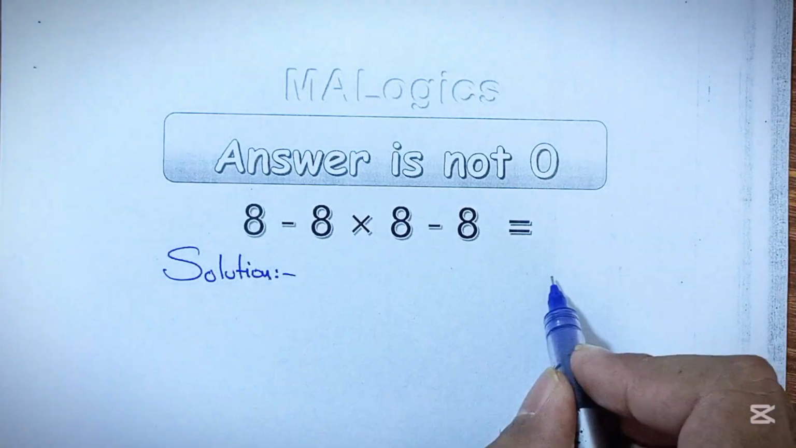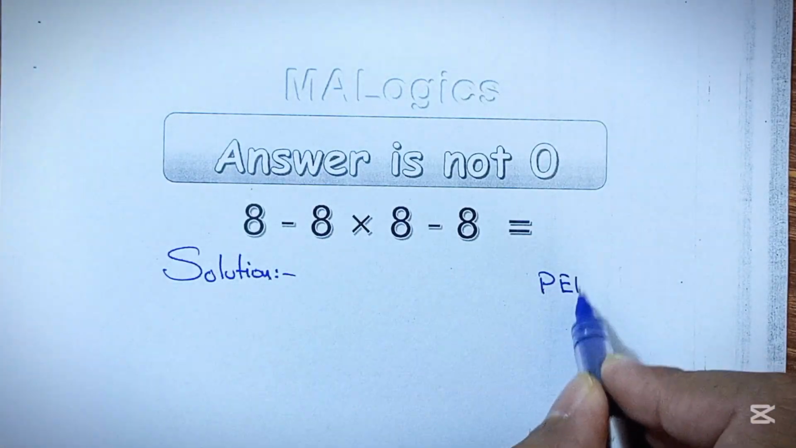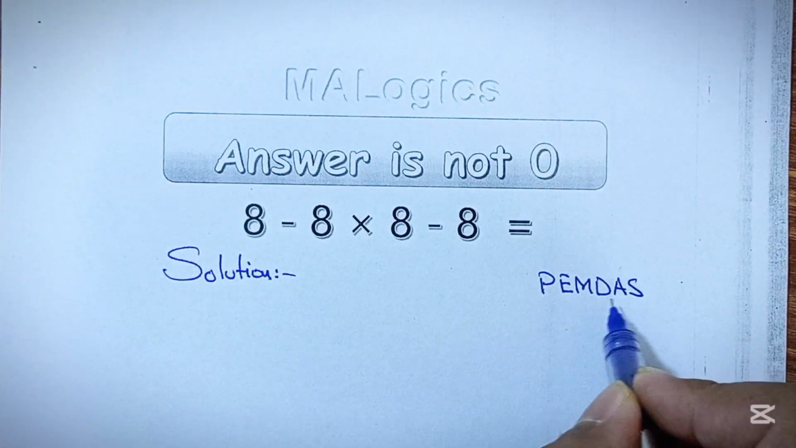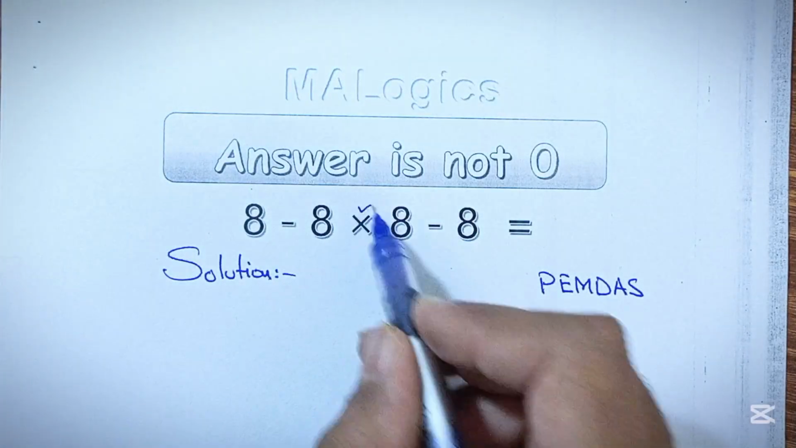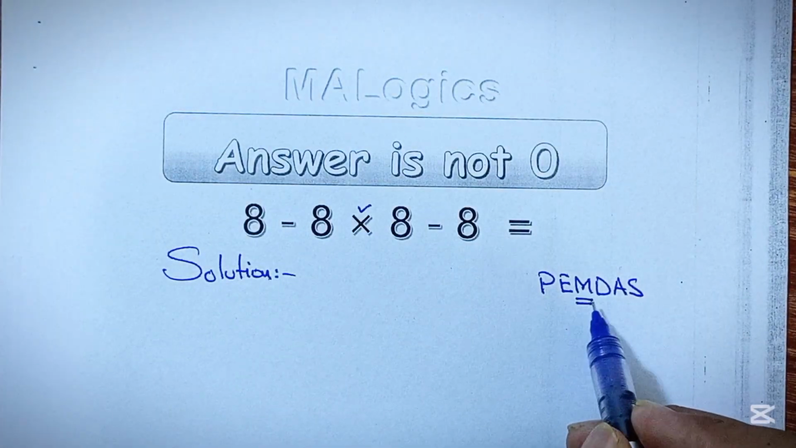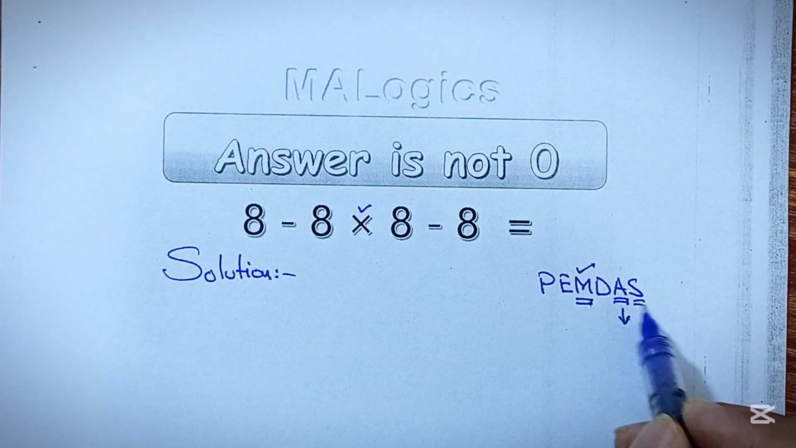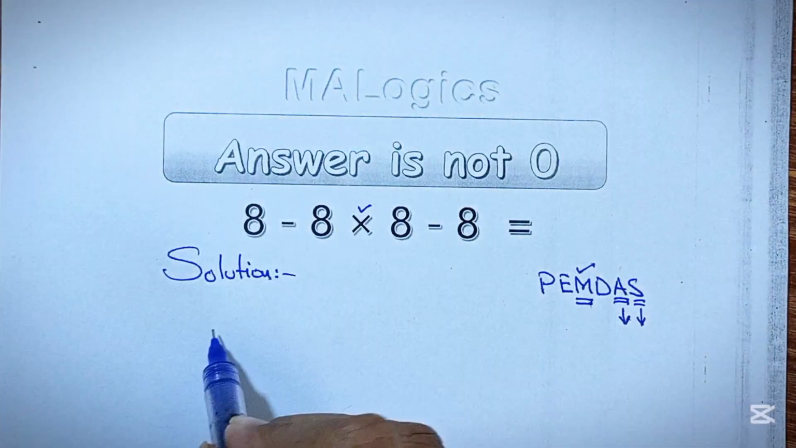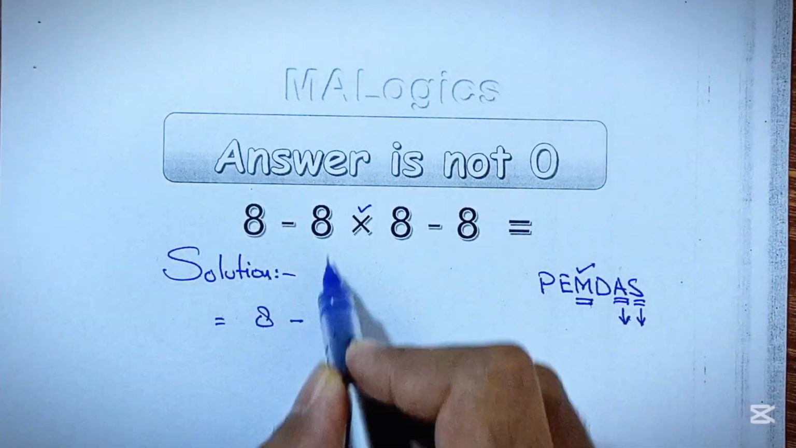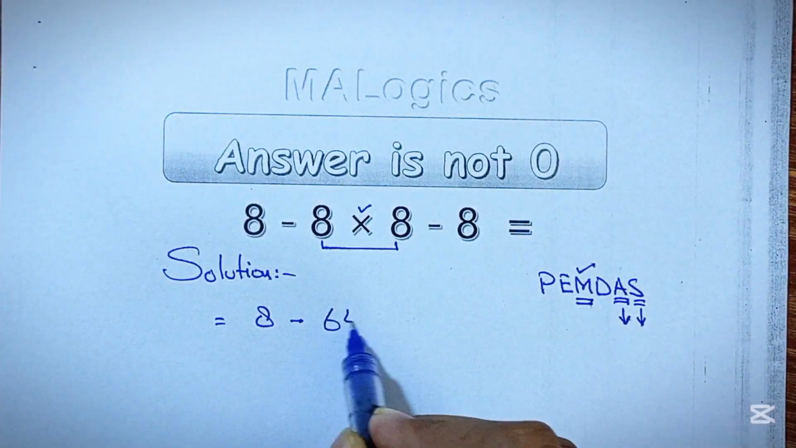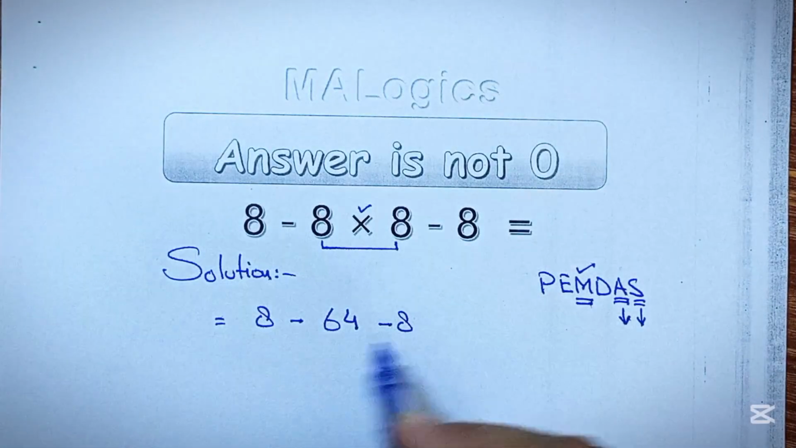Friends, as we know, the rule of PEMDAS, where priority shifts from left to right. And here, multiplication has higher priority than subtraction. So in our next step, 8 minus this 8 times 8, which gives us 64, and this minus 8.